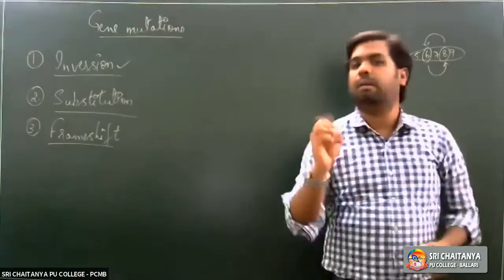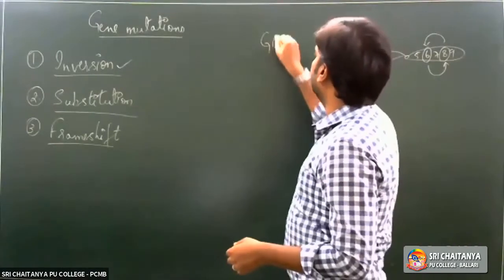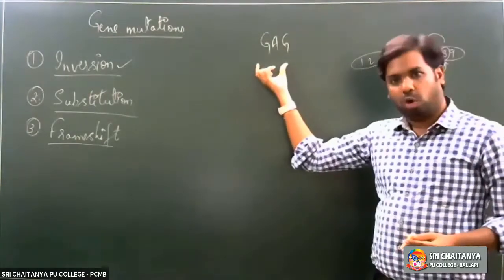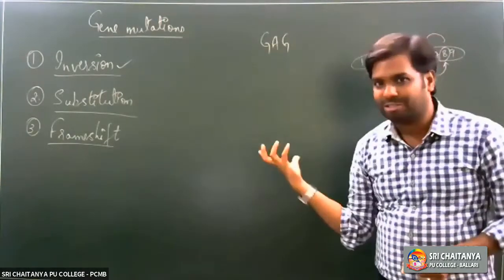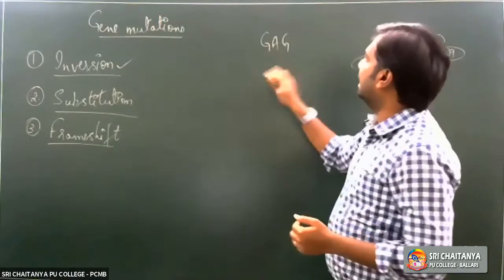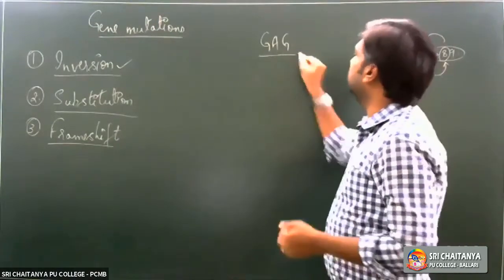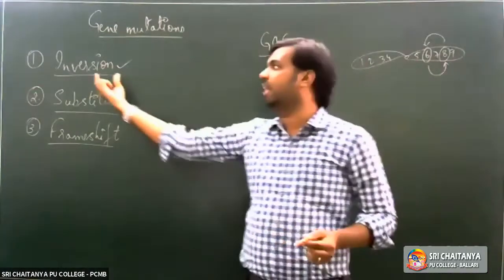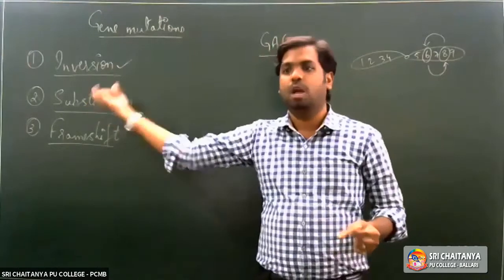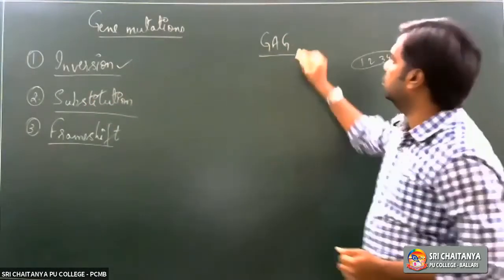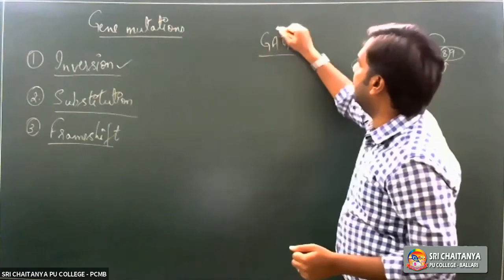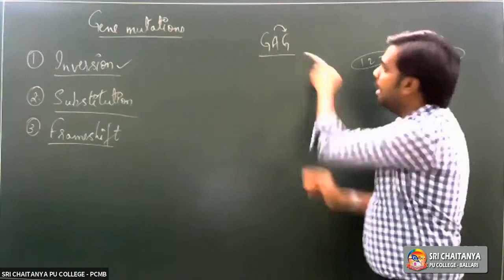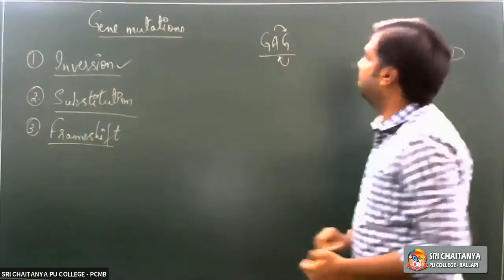Let us consider a triplet codon. Say we have GAG. I think all are familiar with this, right? This is one triplet codon, which codes for a particular amino acid, right? Now, some sort of change is happening in this particular triplet codon, so we are talking about that change. The first change is nothing but inversion. In inversion, say we have this A here at the center. That A will come to the position where the second G is, and this G will come to this particular position.